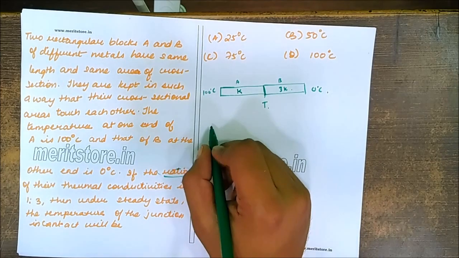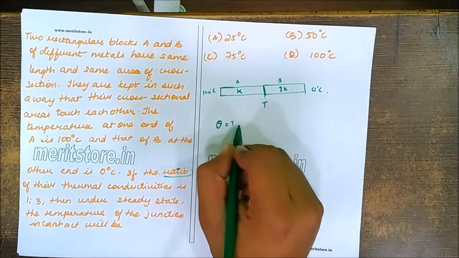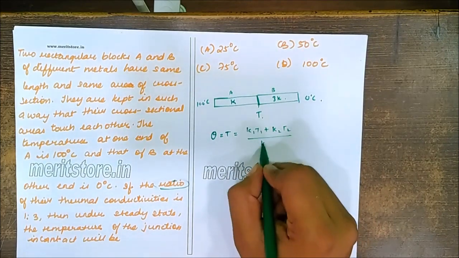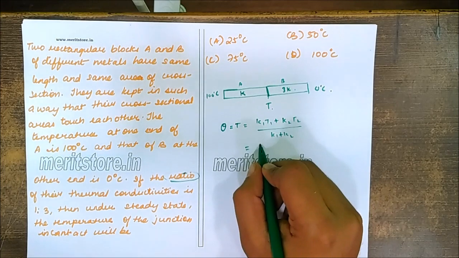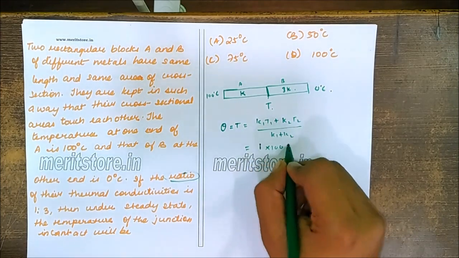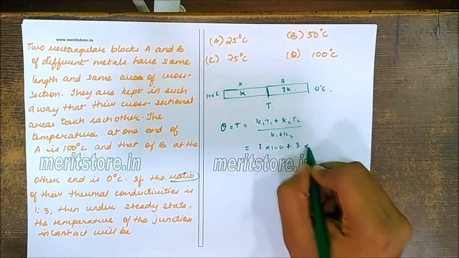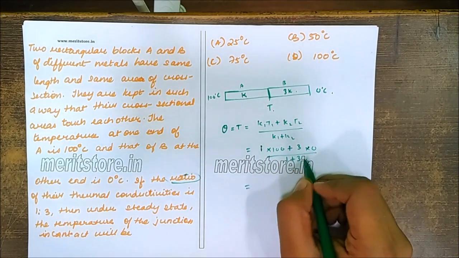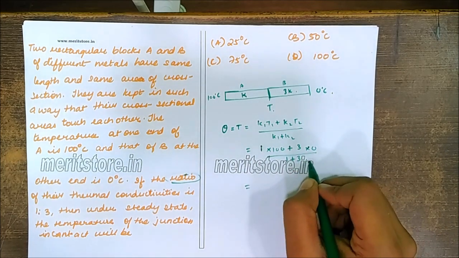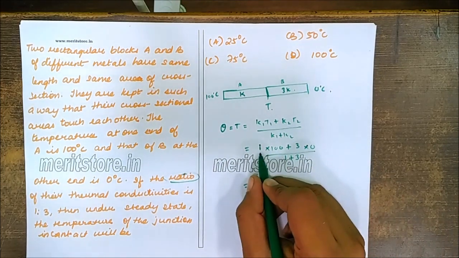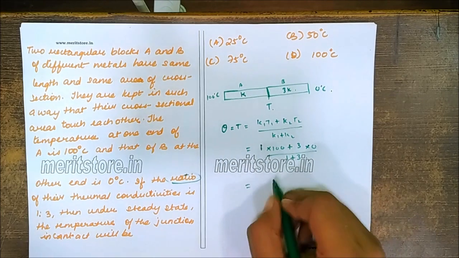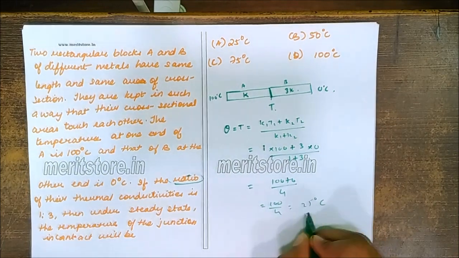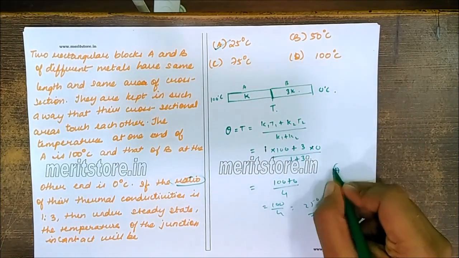So we can say that temperature of the junction theta or T is equal to K1 T1 plus K2 T2 upon K1 plus K2. So this becomes K1 is 1 into 100 plus K2 is 3 into 0 upon K1 plus K2, that is 1 plus 3. We can substitute K and 3K, because in the denominator we will have K as a value, so K and K will finally cancel. So even if we don't substitute K, we can easily get the coefficients as addition. So it becomes 100 plus 0 upon 4. That is 100 upon 4, which is 25 degrees Celsius. Option A.